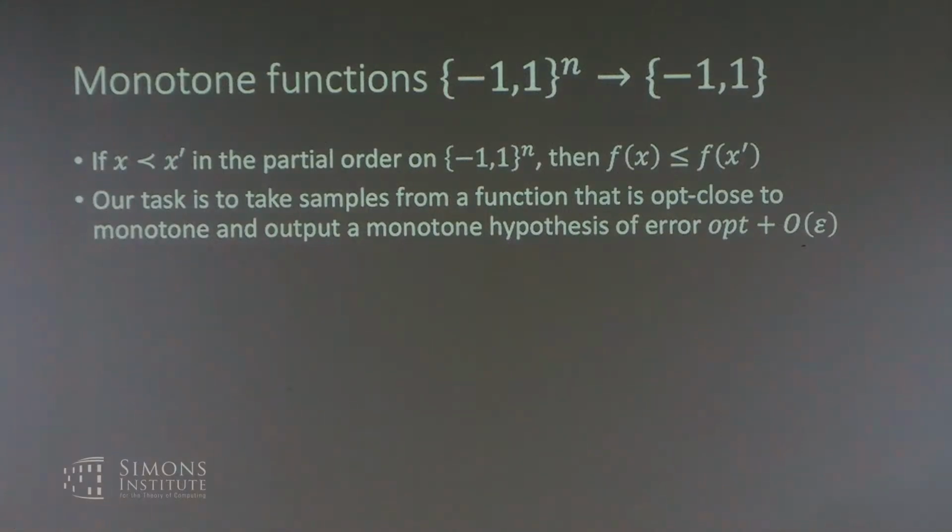So first, our concept class is the class of monotone functions on the Boolean cube. This means that if x is smaller than x prime, so the set of 1 bits in x is a strict subset of the set of 1 bits in x prime, then f of x has to be at most f of x prime. So that's what makes a monotone function. So for the agnostic learning task, our task is to take samples from a function that is opt close to being monotone, and then output a monotone hypothesis whose error is opt plus O of epsilon.